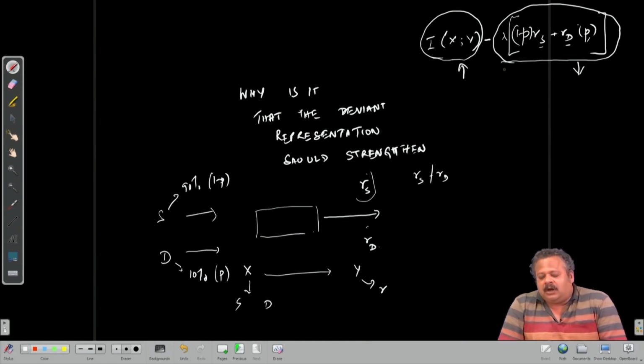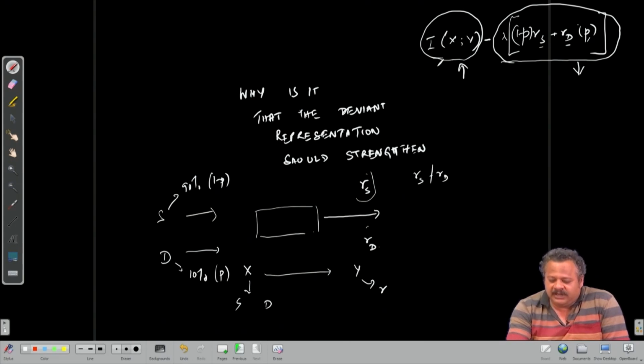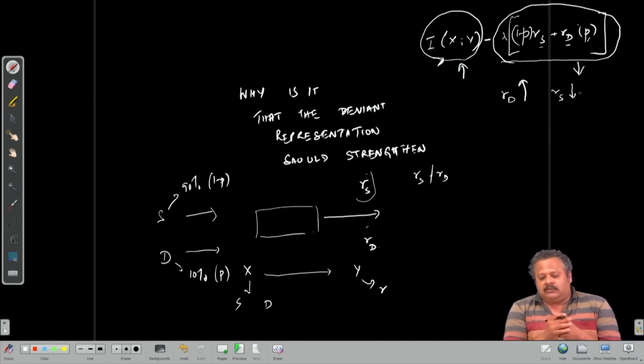This overall term needs to be maximized, and with algebra finally you can show that if we want to maximize the mutual information under certain constraints, we will find that RD has to strengthen much faster than RS. In fact, RS has to keep on going down to a point where the mutual information is increasing, whereas the overall summed activity is reducing.